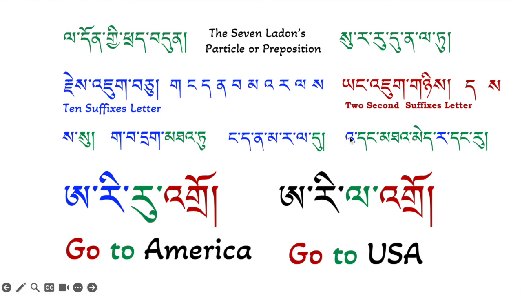And when there is a suffix ha, and when there is no suffix at all, like in this one, there is no suffix at all, then ra and ru. Only these two can be used. So these are what we have to keep in mind.